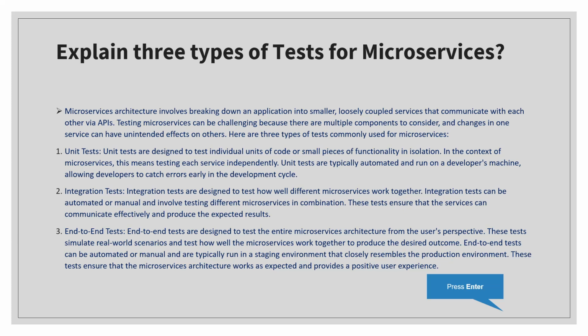Third one is end-to-end tests. End-to-end tests are designed to test the entire microservices architecture from the user's perspective. These tests simulate real-world scenarios and test how well the microservices work together to produce the desired outcome. End-to-end tests can be automated or manual and are typically run in a staging environment that closely resembles the production environment. These tests ensure that the microservices architecture works as expected and provides a positive user experience.